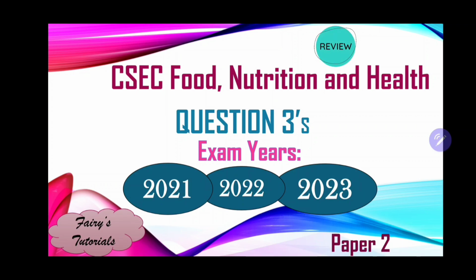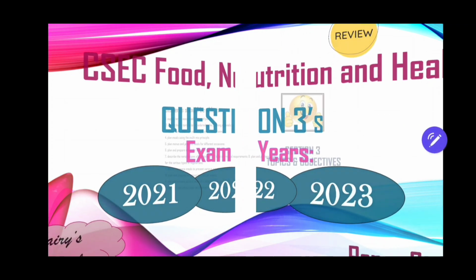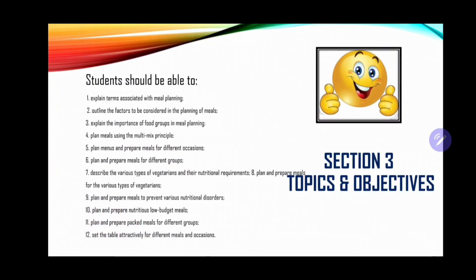Now, before we look at these questions, let's take a look at some of the objectives or the content that you are required to know so that you're able to do well on this question. 1. Explain terms associated with meal planning. These terms include meal, breakfast, brunch, lunch, dinner, supper, high tea, menu, a la carte, table d'hote, course, appetizer, hors d'oeuvres, dessert, main course, entree, and also accompaniment, right?